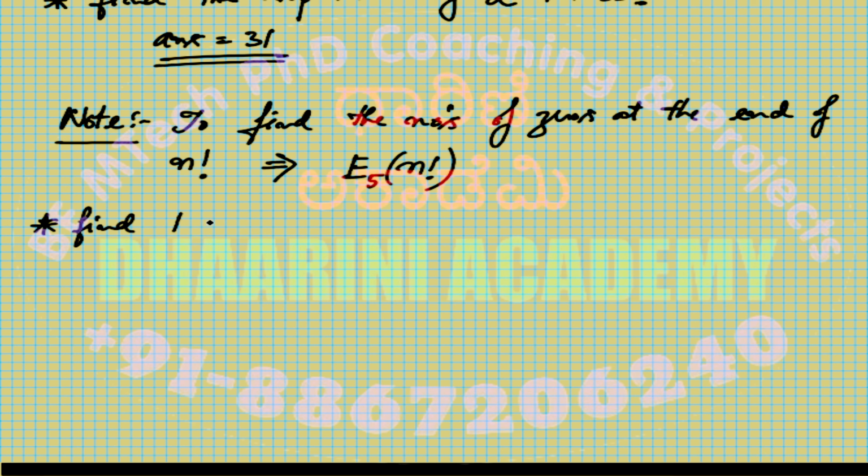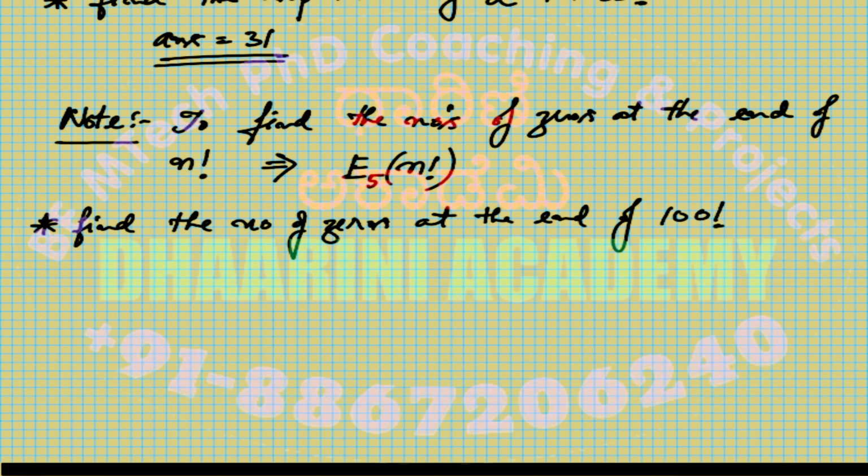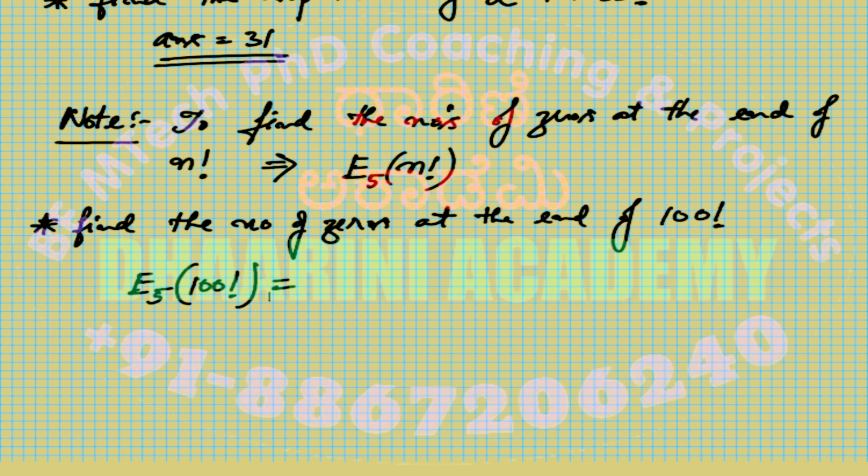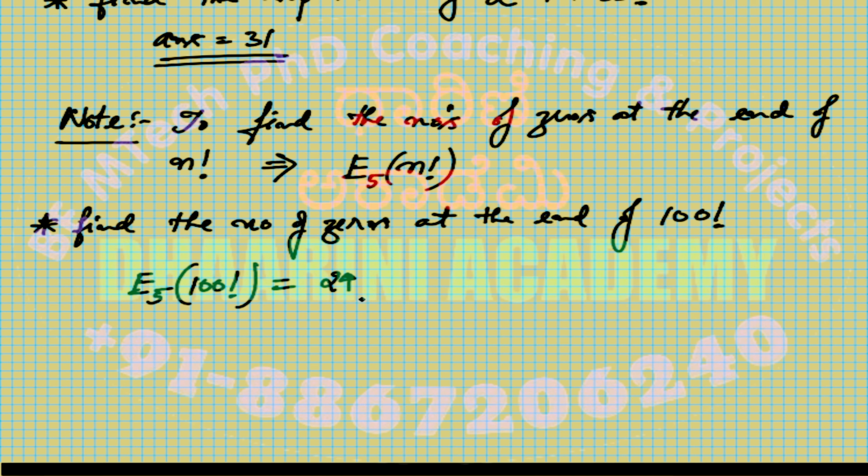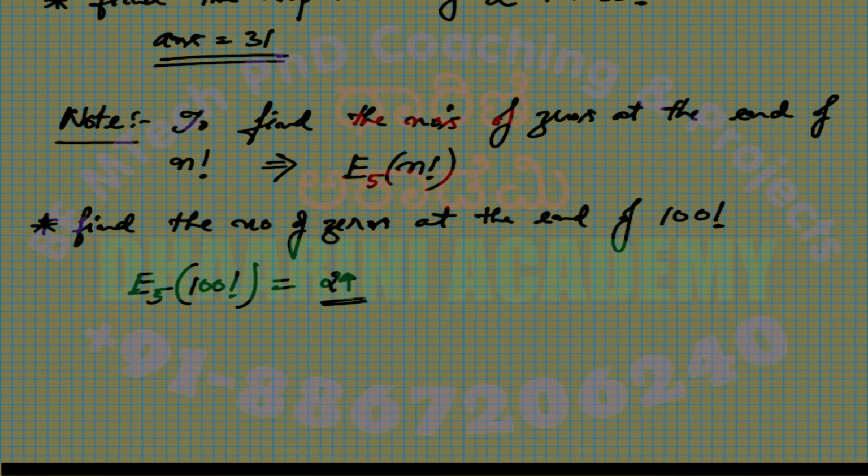Okay, so for example, this is the question: find the number of zeros at the end of 100 factorial. Very simple answer. I just have to find E5 of 100 factorial. So this comes to be 24. So it is a very easy method to find out how many zeros are there at the end when you calculate any factorial.